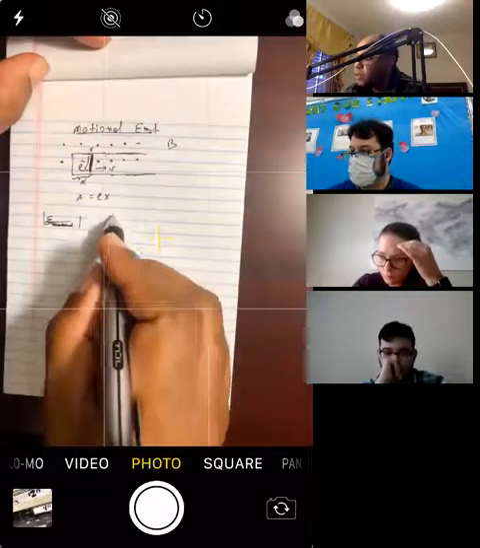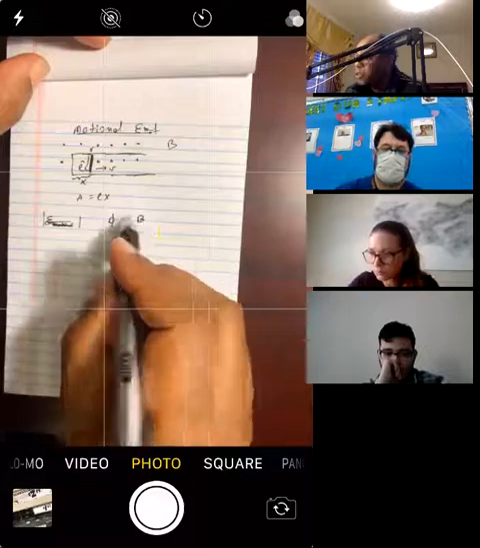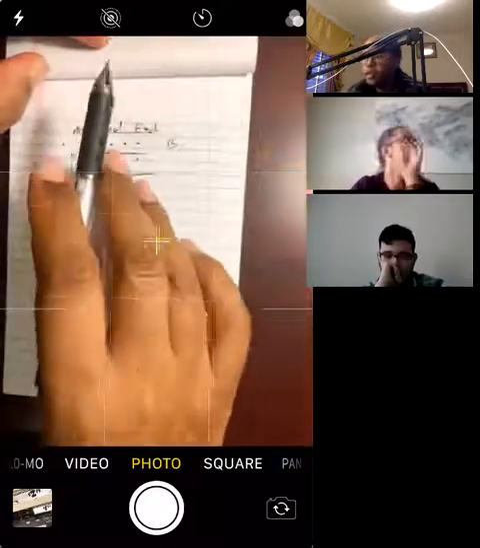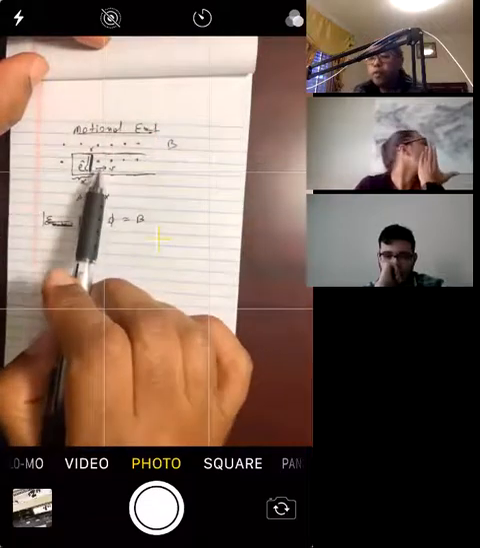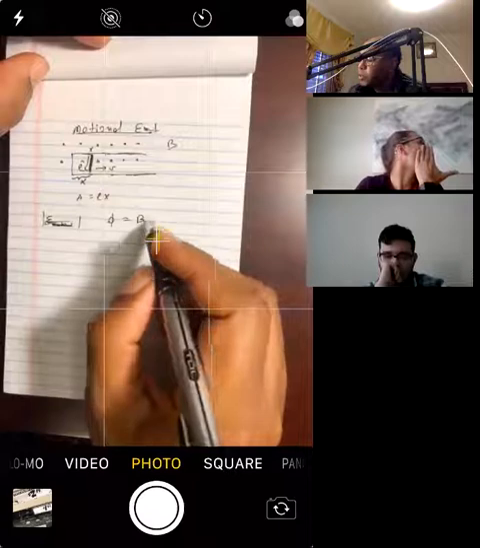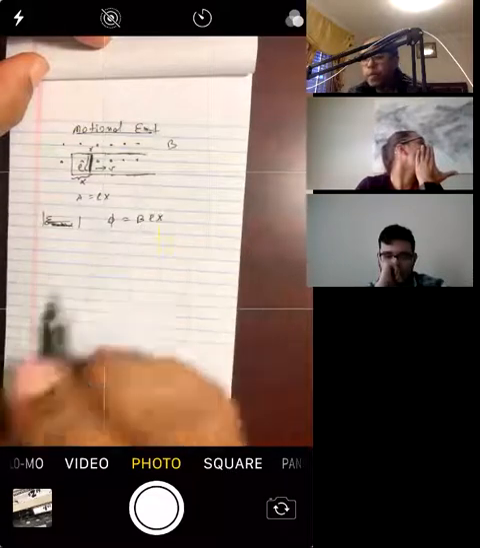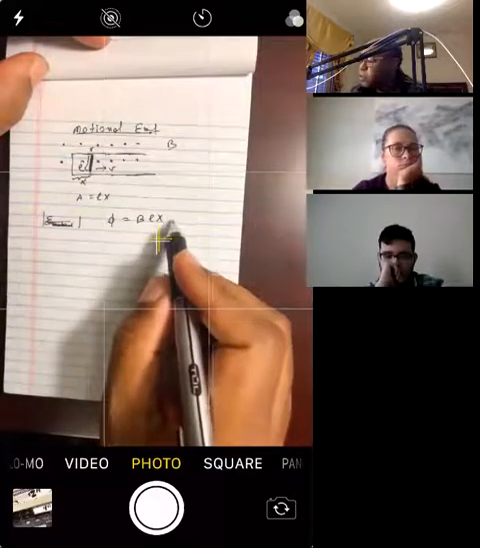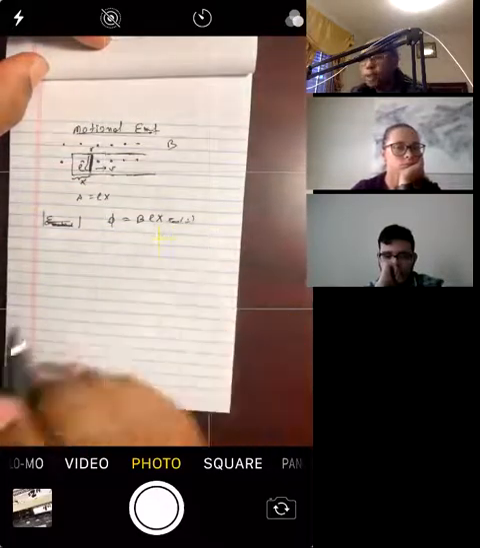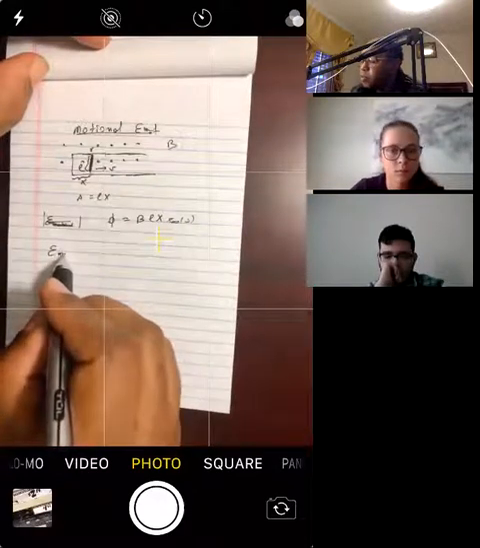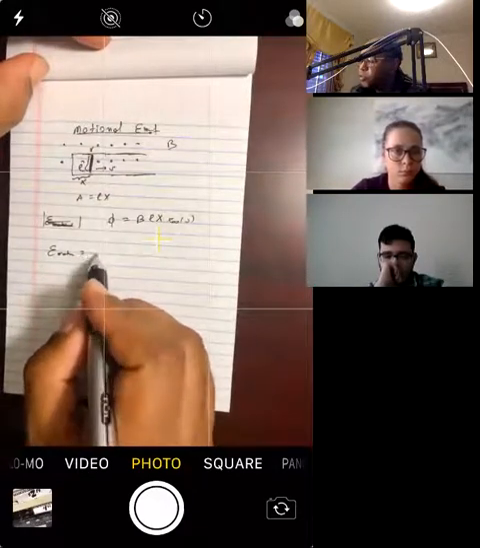The flux: the angle is 0 in this case. The area is perpendicularly out, the field is perpendicularly out, so the angle is 0. So it's basically B times L times X. That's the flux, okay? This is the area, and the angle is 0, which is cosine of 0, which is 1. Now let's do the motional EMF, which is the derivative of the flux.